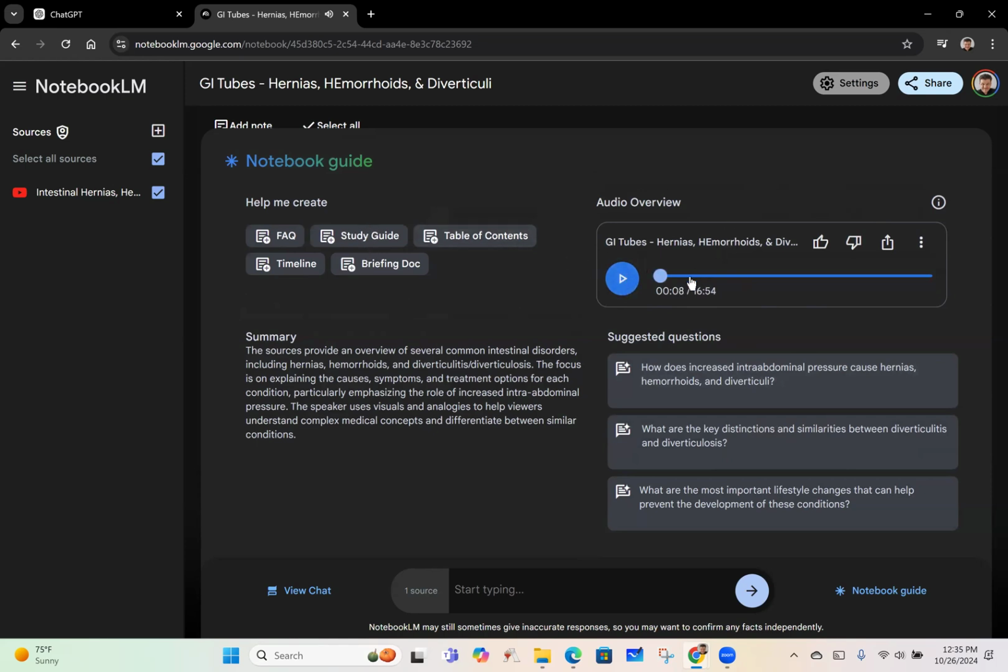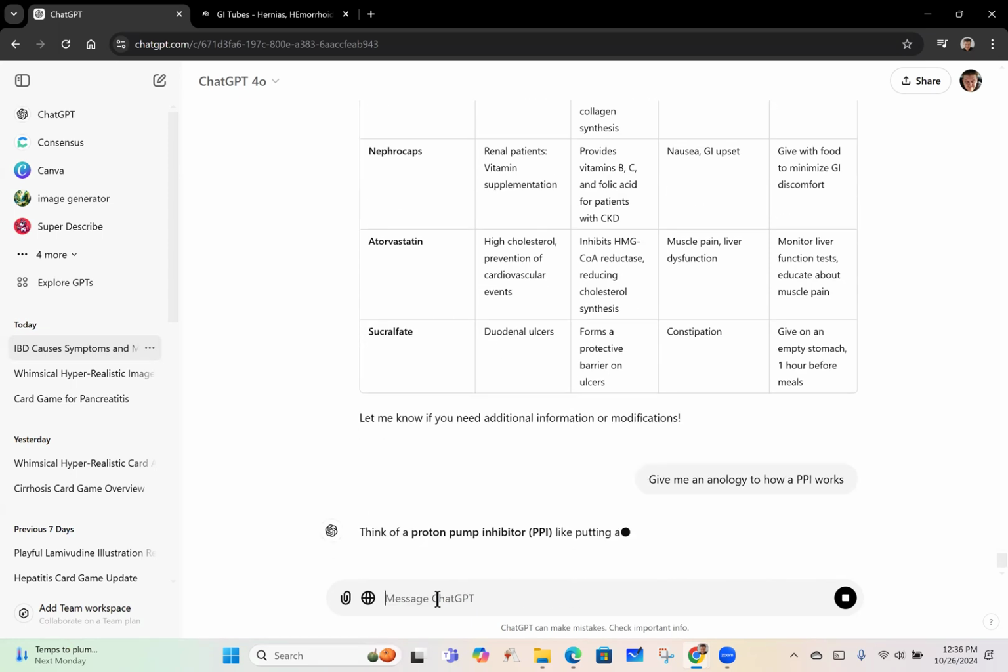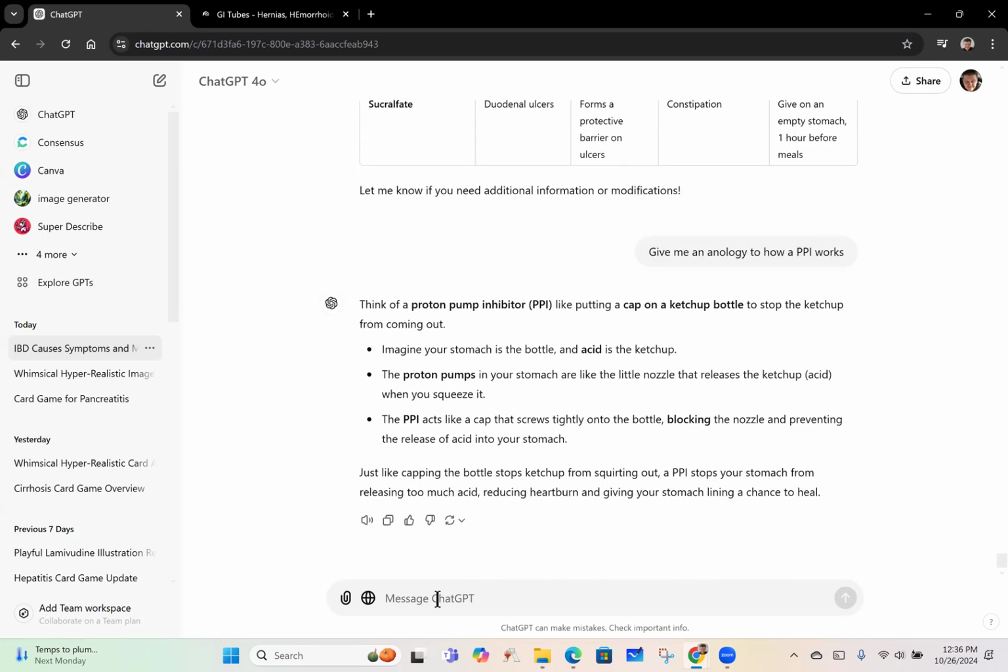But it creates a whole two-person thing, which is pretty funny. And it makes mnemonics and such too, right? You can ask it for mnemonics to help me memorize this. Give me an analogy to how a PPI works, right? It'll spell it out. If that doesn't make sense, then you can say, give me three more, right? So it helps you explain how something works.